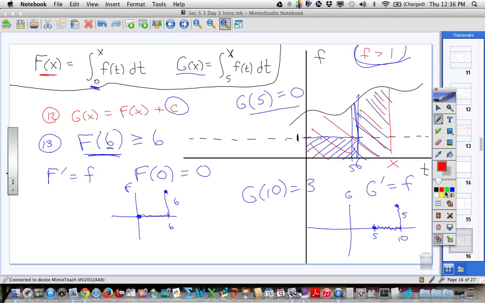Let's do the area argument. Another way of thinking about g of 10 is what? It'd be the area from 5 to 10. Say this is 10 over here. I want to do the area from 5 to 10. It has to be at least 5. From 5 to 10 is going to be a 5 by 1 rectangle. And so that area's got to be at least 5. So it could not be 3. Okay? All right. So speed limit law or area, either one of those arguments we could make.